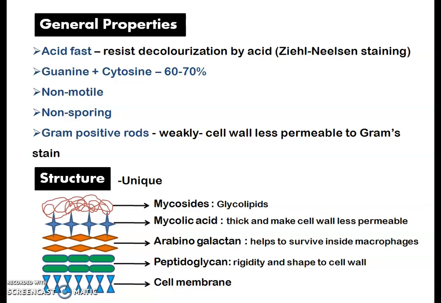Then the next point is their nucleic acid content. 60 to 70% of their nucleic acid content comprises guanine and cytosine. They are non-motile and non-sporing, and they are gram-positive rods. They give weak staining on gram staining because their cell wall is less permeable to gram stain. So they are weakly gram-positive.